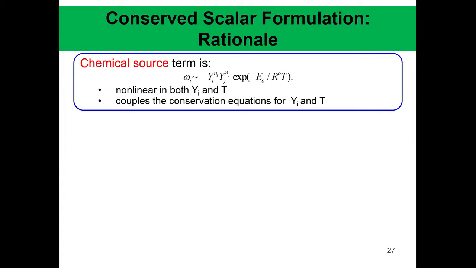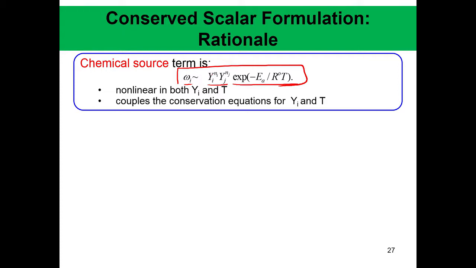Now, the chemical source term, as you see, we can write in terms of species mass fraction. Of course there will be some constants in terms of molecular weights, etc. Then we can write omega i, the reaction rate, as essentially Yi to the power nj times Yj to the power nj, times e to the power of minus E by R0 T. It's nonlinear in both Y and T.